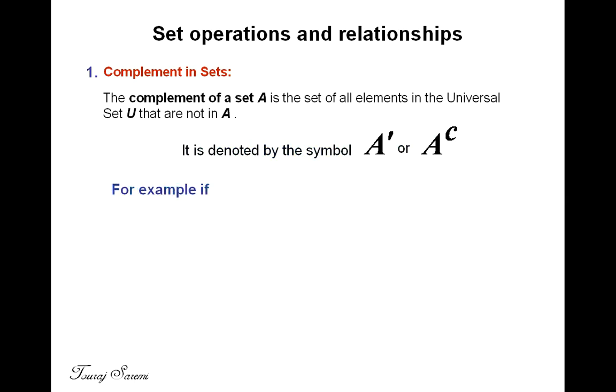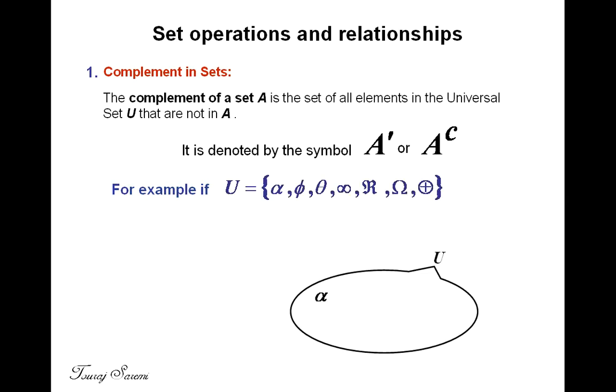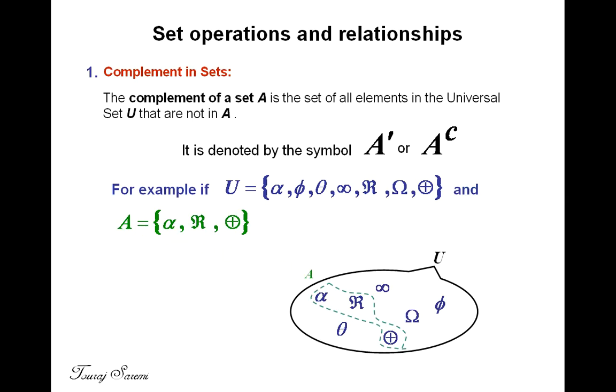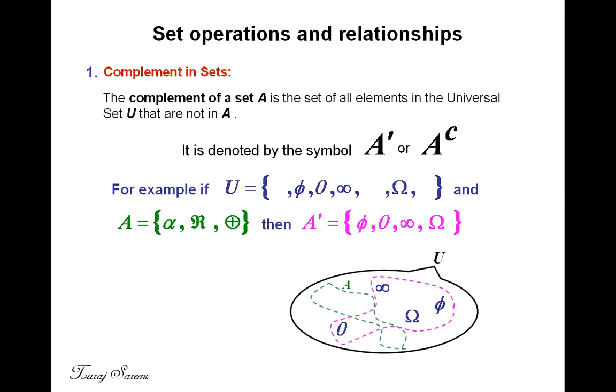For example, if the universal set is as shown and the set A is as shown, then the B complement is the set that you see, which belongs to the universal set but not to A.